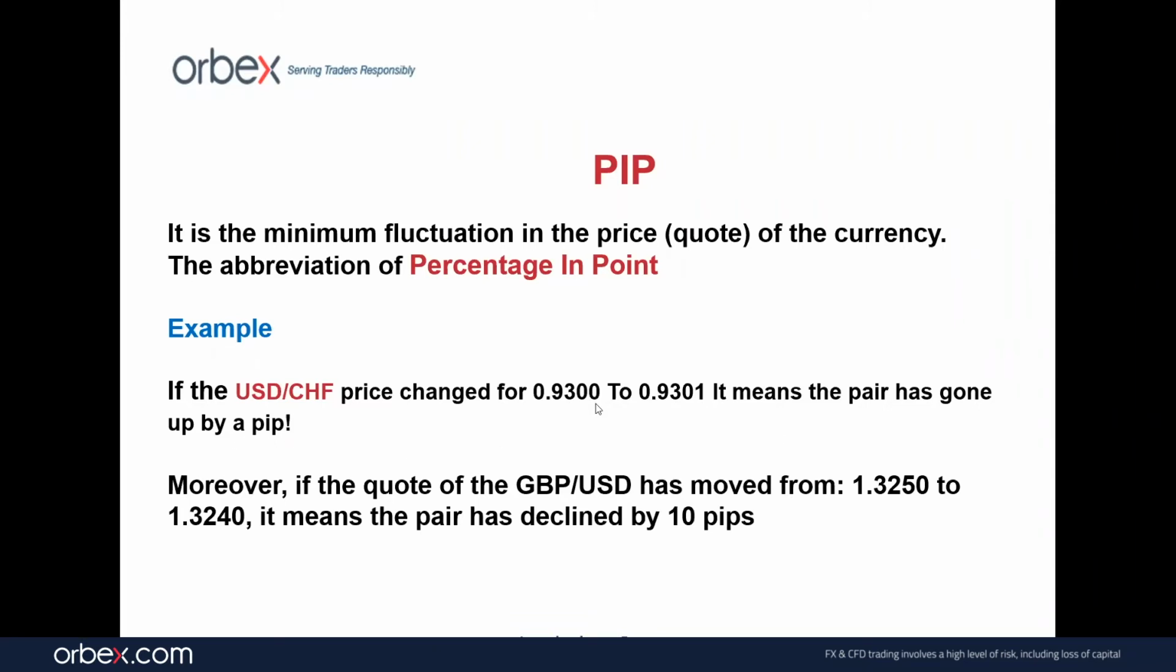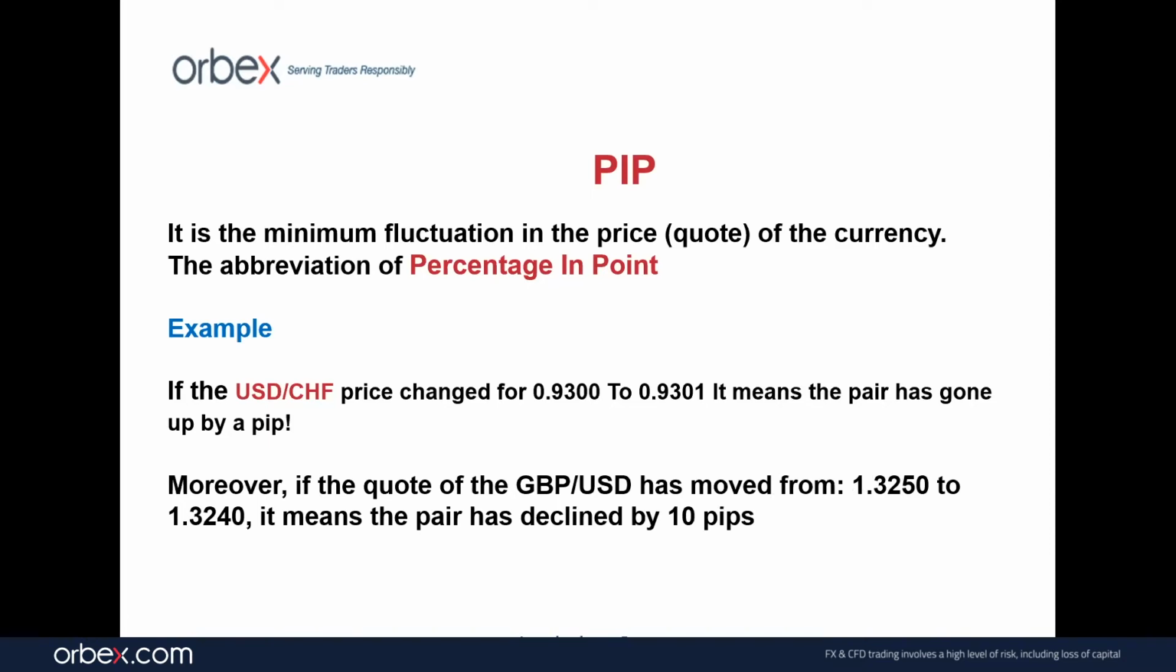The pip is the fourth decimal in the currency pair, apart from any Japanese yen pairs. We'll check that in a second. If the quote of the pound dollar has moved from 132.50 to 132.40, it means that the pair has declined by 10 pips. So this would be 1 pip, this would be 50 pips, and the next in line would be 100 pips. So if the market moves up from 132.50 to 133.50, then there has been a 100 pip move.